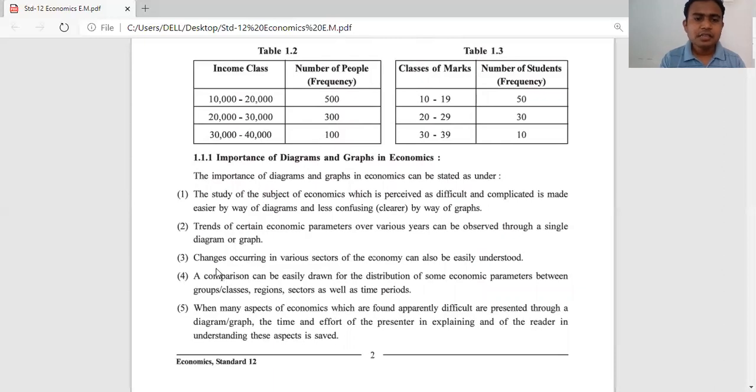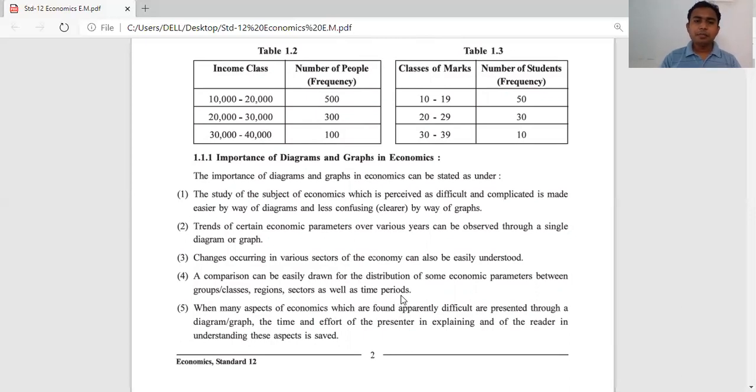The third point says, changes occurring in various sectors of the economy can also be easily understood. We know there are three sectors in the economy, right? Primary, secondary, and tertiary. So if you want to study the changes that have taken place over different periods of time, we can use graphs and diagrams to present the information, because it will help us understand it very easily.